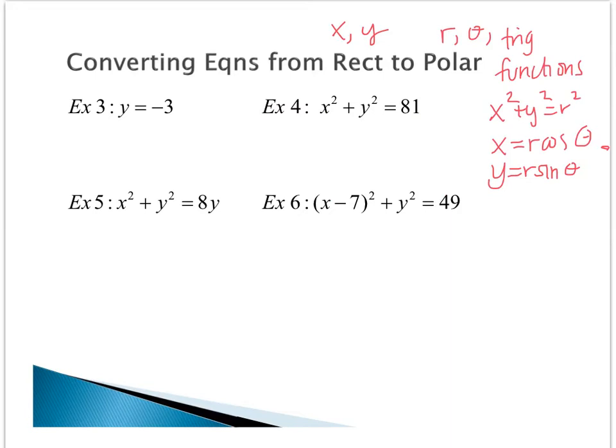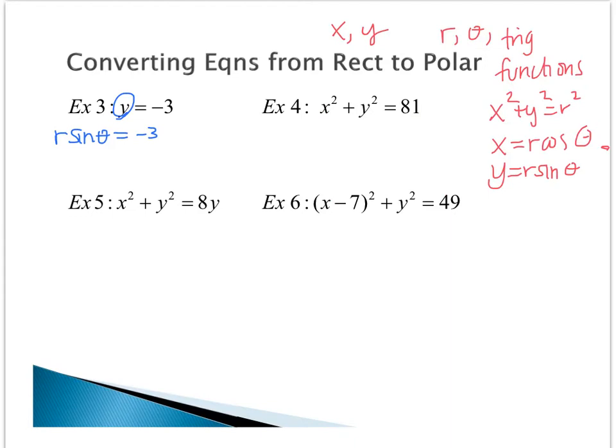In the first problem, example 3, the only variable that we see here is a y. So we're going to go ahead and use our formula y equals r sine theta and do a substitution for the y. So we'll say r sine theta is equal to negative 3.